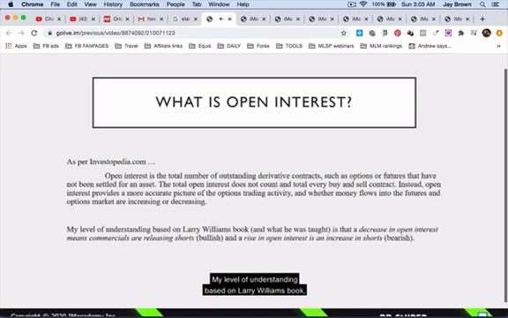My level of understanding, based on Larry Williams' book and what he has taught, is that a decrease in open interest means commercials are releasing shorts, okay, which is bullish. And a rise in open interest is an increase in shorts, which would be bearish.